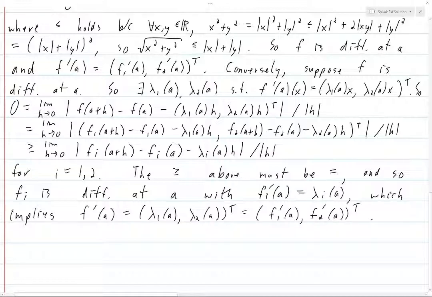Okay, and that's what we needed to do for this exercise, and so we are done. And in the next section, we will generalize this to differentiable functions from R^m to R^n.